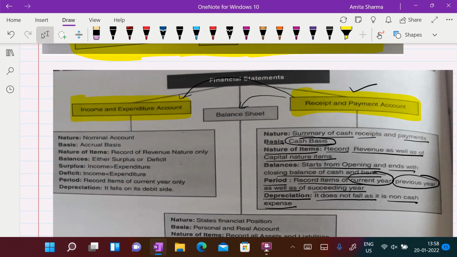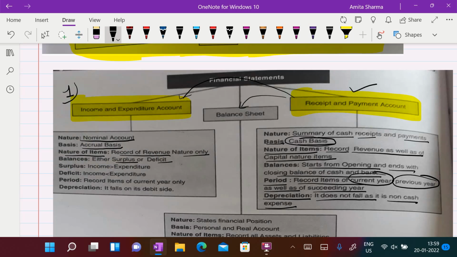Next account. From the receipts and payment account, we will first derive the income and expenditure account. Income and expenditure account is similar to the profit and loss account, and its nature is nominal. It is prepared on accrual basis. In nature of items, it records revenue nature items. All revenue nature expenses and incomes are recorded in the income and expenditure account. Balances: the balance can be either a surplus or a deficit.